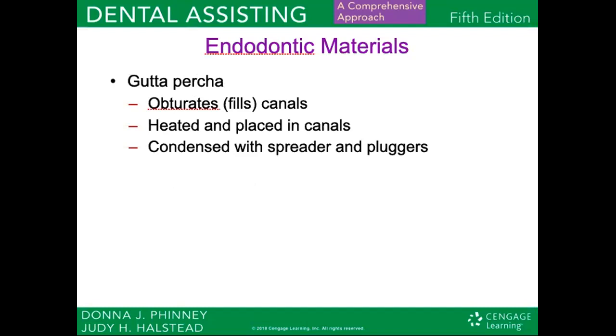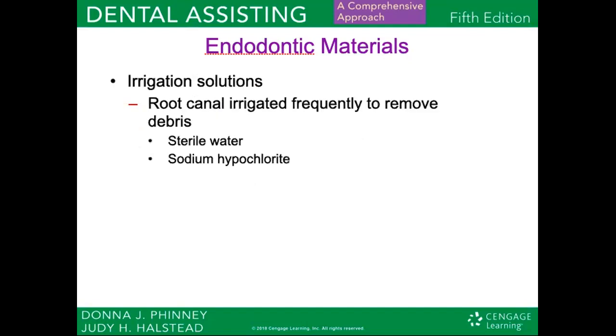Gutta percha is a thermoplastic material that is flexible at room temperature, yet stiff enough to be placed into the root canal. Gutta percha obturates, which is just a fancy word for filling the canal, and they are heated and placed into the canals after they're heated. Oftentimes they are condensed with spreaders and pluggers. Irrigation solutions made from sterile water or sodium hypochlorite are used to irrigate during root canals, which happen frequently, to remove debris.